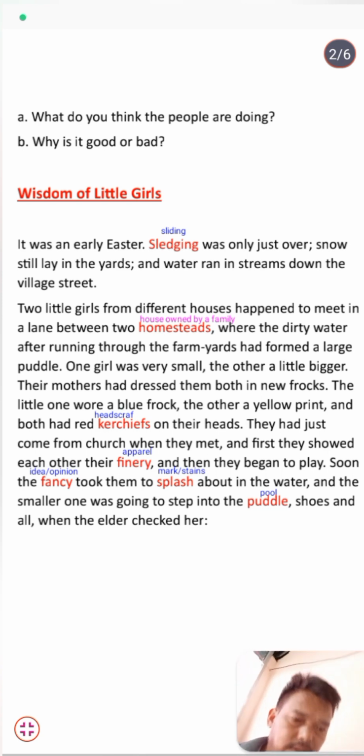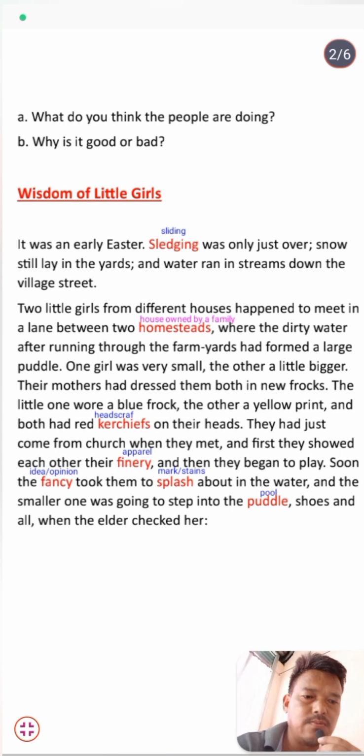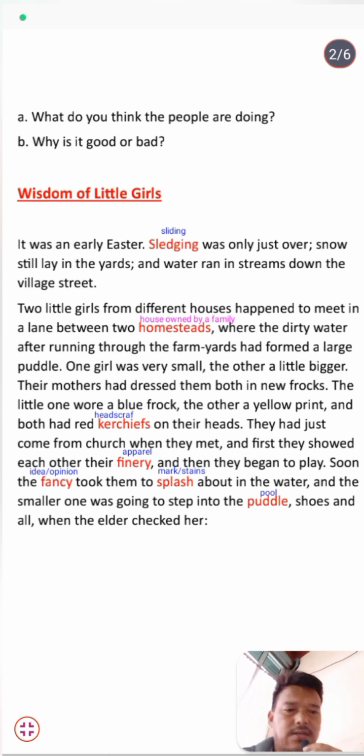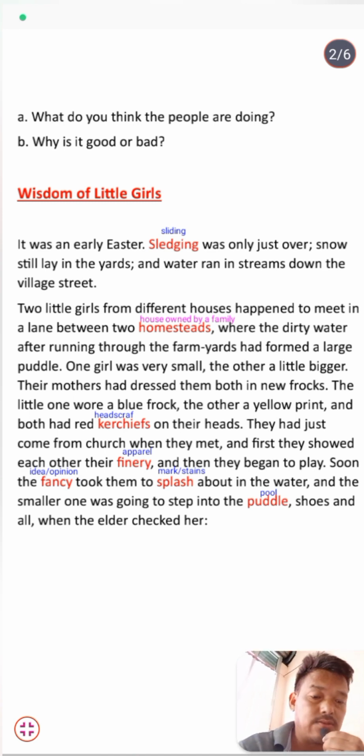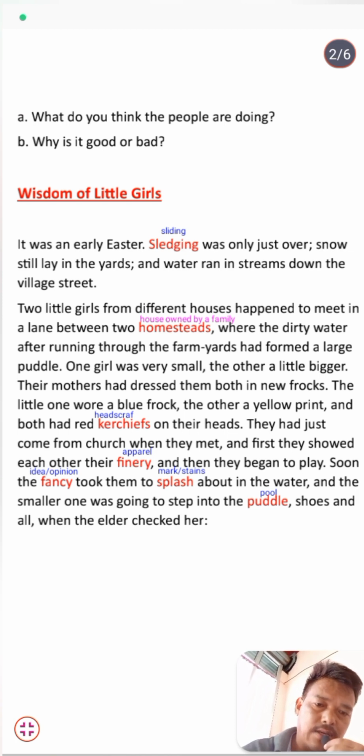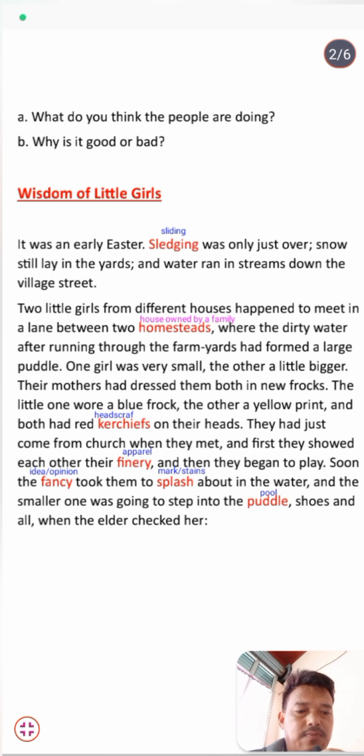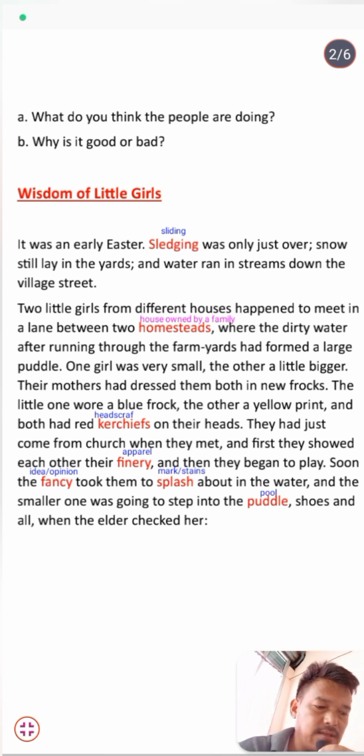The little girls from different houses happened to meet in a lane between two homesteads where the dirty water, after running through the farm yard, had formed a large puddle. Students, one day two little girls accidentally met each other on the ground from different houses, and a type of pool had formed there because of dirty water that came into the street.